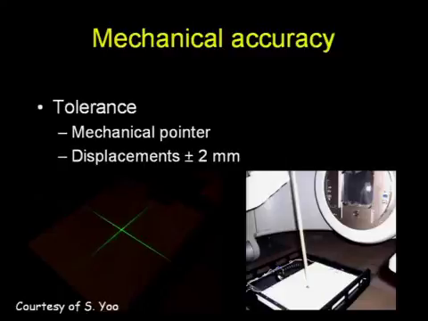Another test that is recommended is to perform essentially the same test, but instead of using X-rays, we use the mechanical pointer, and the projection of the pointer should coincide with the center of the flat panel, X-ray flat panel, to within plus or minus 2 millimeters.